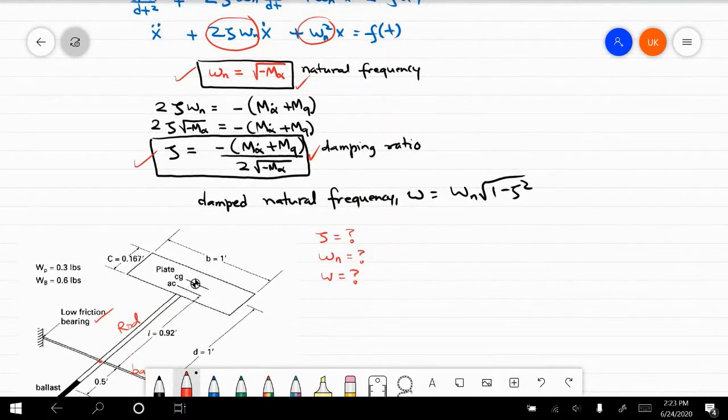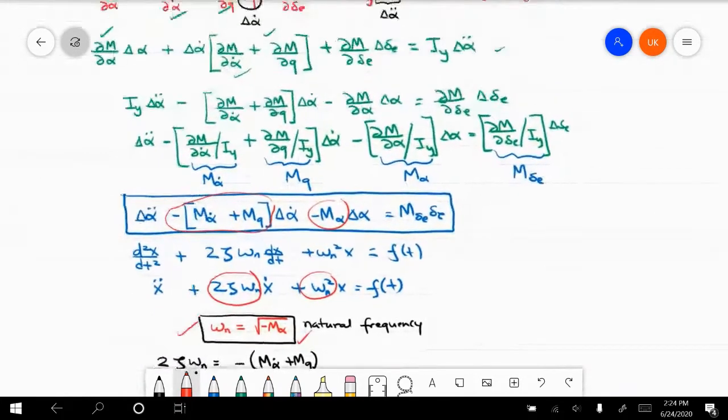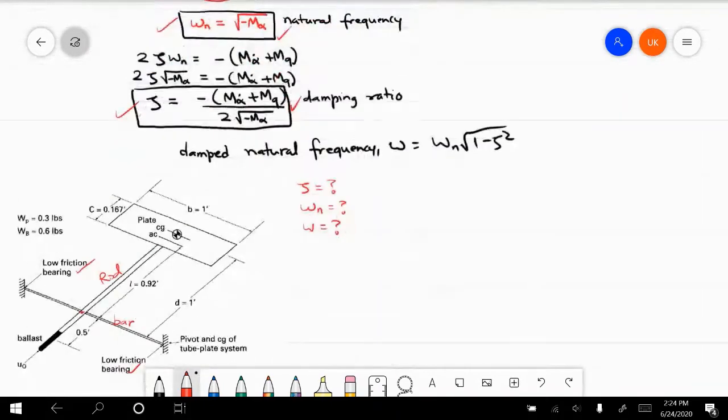and then we ask ourselves, okay, so what is the value of m alpha? What is the value of m alpha dot? What is the value of mq? Because we need that now for a number, right? And in this problem, we need to calculate a number. We need to calculate how many radian per second for the frequencies. We need to calculate a number for this damping ratio.